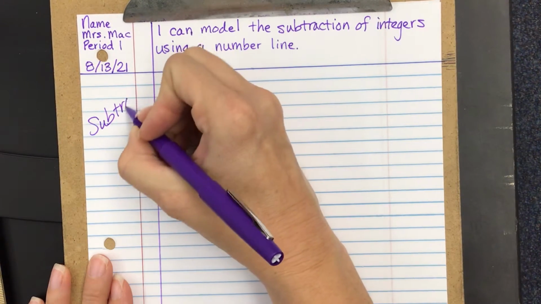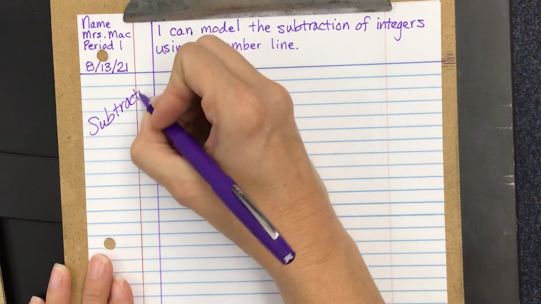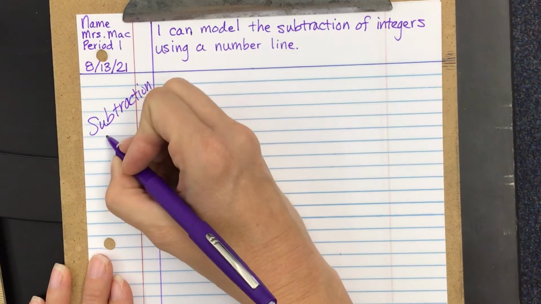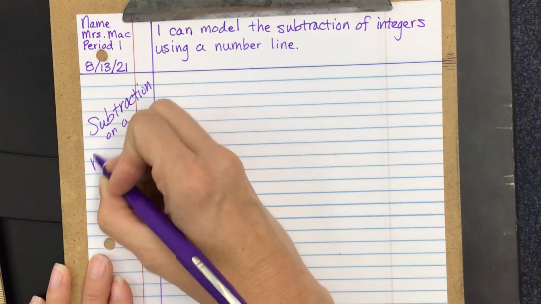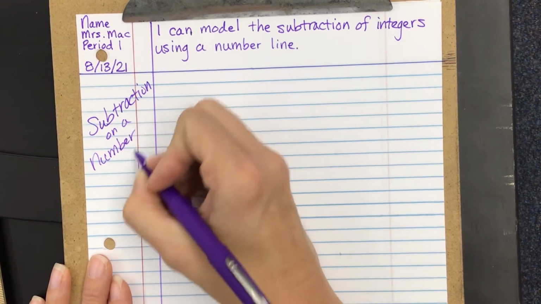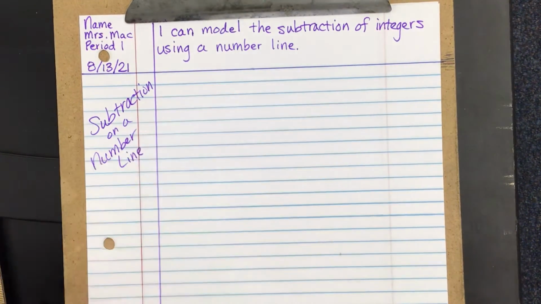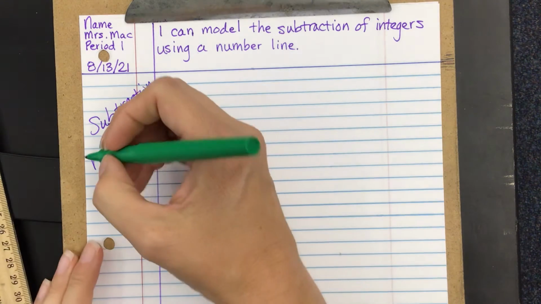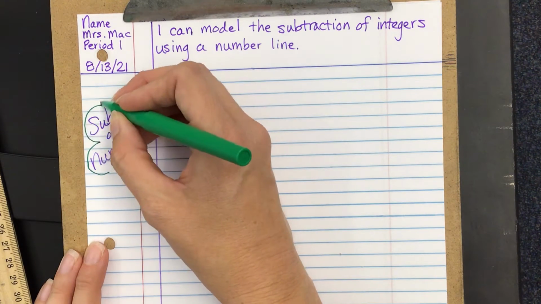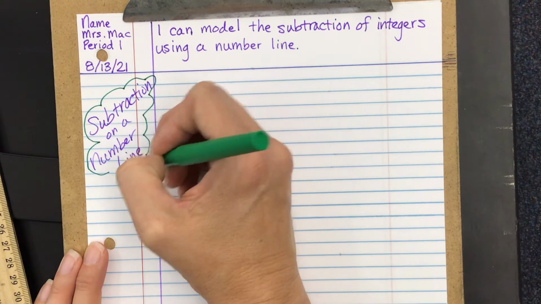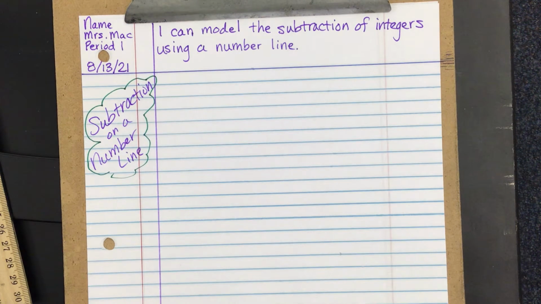So, subtraction on a number line. Okay, really the best way to do this is just do some examples, have you guys practice it. We're going to start by subtracting from a negative, and then we'll go into subtract.